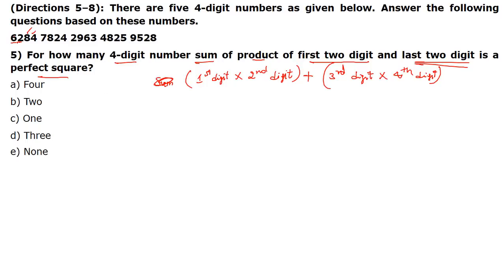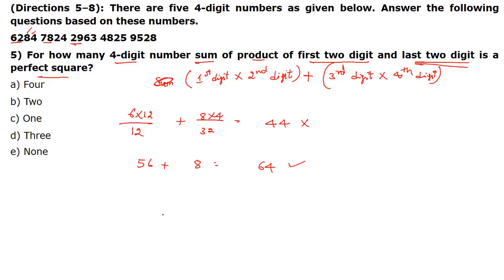Let us go one by one. In the first one, 6 into 2 is equal to how much? 12. In the same manner, plus 8 into 4, which is 32. So 12 plus 32 would be 44. Of course this is not a perfect square. This cannot be the one. The next one is 7 into 8, which is 56, plus 2 into 4, which is 8. That is 56 plus 8 would be 64. This is a perfect square.